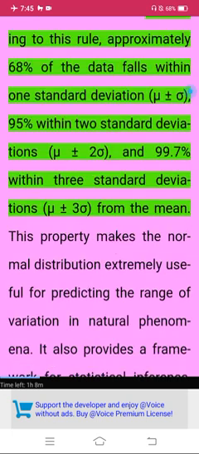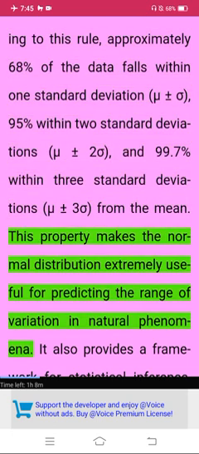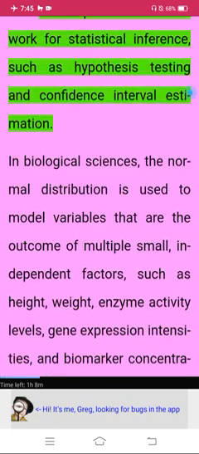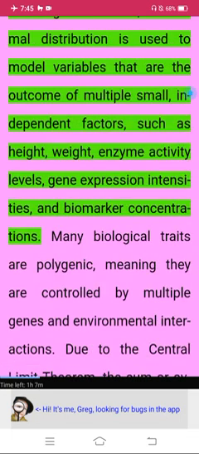A key property of the normal distribution is the empirical rule, or 68-95-99.7 rule. According to this rule, approximately 68% of the data falls within 1 standard deviation, mu plus or minus sigma, 95% within 2 standard deviations, mu plus or minus 2 sigma, and 99.7% within 3 standard deviations, mu plus or minus 3 sigma, from the mean. This property makes the normal distribution extremely useful for predicting the range of variation in natural phenomena. It also provides a framework for statistical inference, such as hypothesis testing and confidence interval estimation.